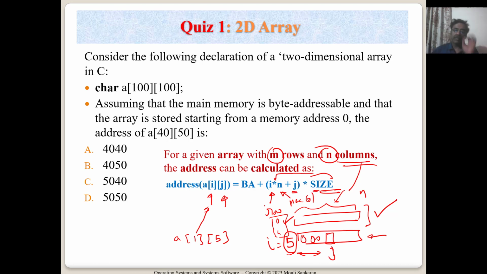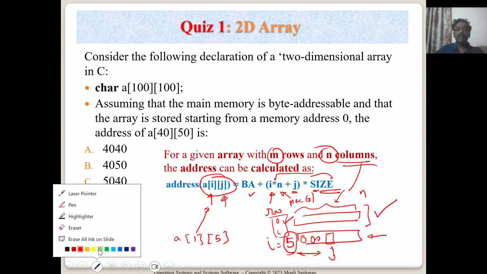That's why the equation is base address, which could be anything. It need not be 0 always. It can be anything. Base address is BA. Then followed by i into n, where n is the number of columns, max columns, and i is the row index, and j is the column index. A of i of j. If I am interested in knowing the address of that particular element, this is how you calculate.